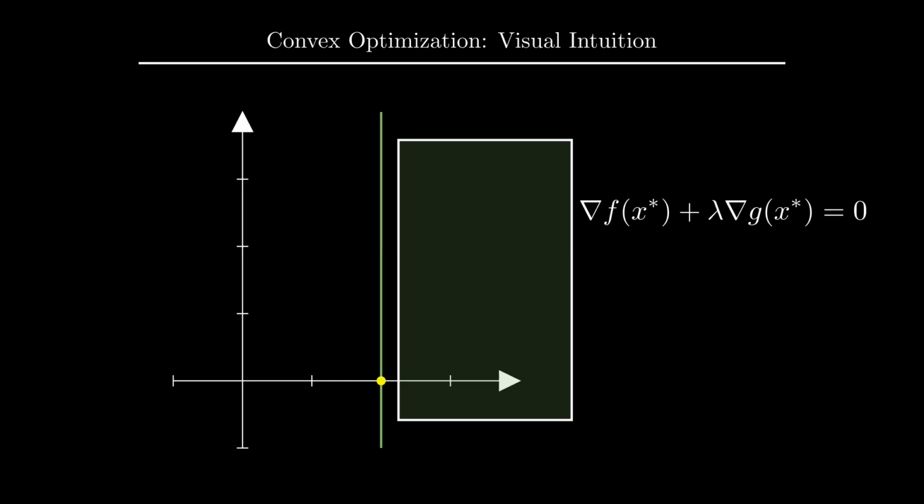Stationarity means the objective gradient and constraint gradient cancel out. Look at the arrows. The blue arrow wants to pull x to the left, to 0. The red arrow, the constraint, pushes back to the right. Complementary slackness tells us, if we aren't touching the wall, the force lambda must be 0.